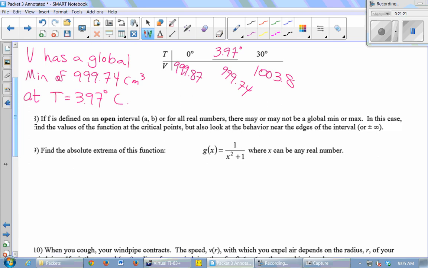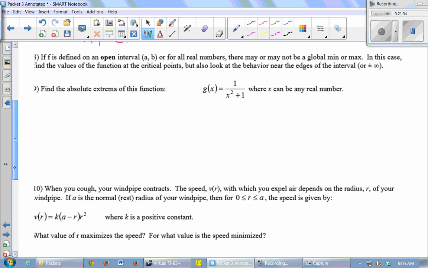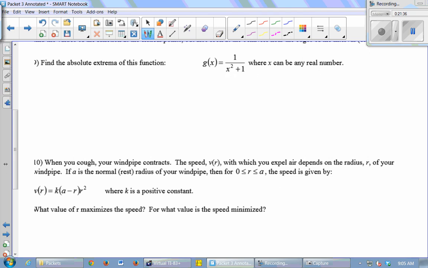So for example, I want to find the absolute extrema, the global max or min, of this rational function on all real numbers, negative infinity to infinity. So first I want to find any critical numbers. Those happen when the derivative equals 0, or when the derivative is undefined. So first thing I should do is find g prime. Any strategies for g prime here?